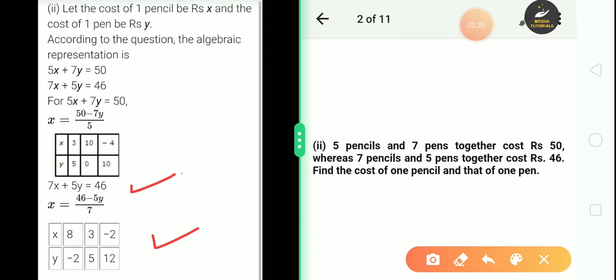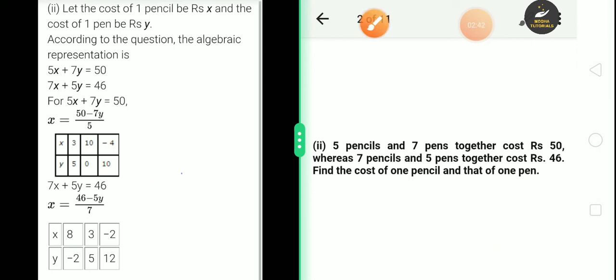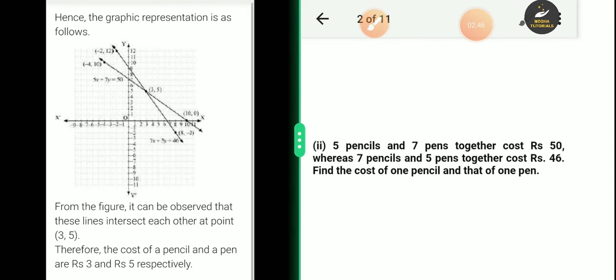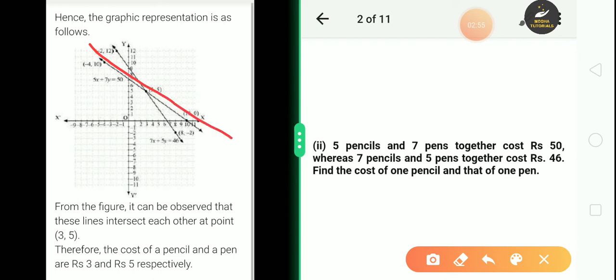Now using these coordinates we can draw the graph for the respective equations. Okay. So first draw a proper Cartesian plane using x and y axes and a proper scale. Now look at this line. This is the line for equation 1, that is 5x plus 7y is equal to 50. And then draw the line for the second equation, that is 7x plus 5y is equal to 46.